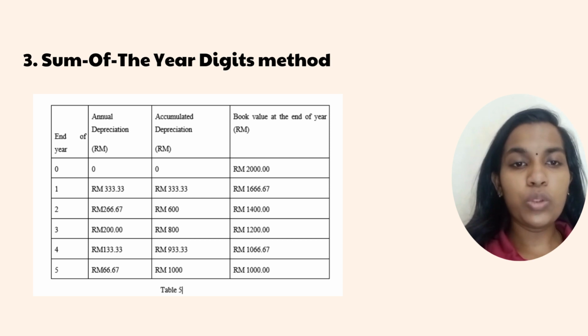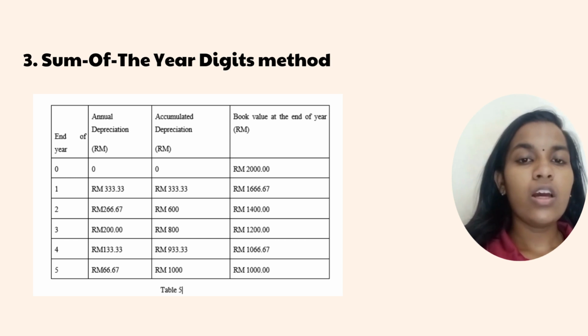The third year will be 200 for annual depreciation. Accumulated depreciation will be 800, and the book value at the end of the third year will be 1200 ringgit. The annual depreciation for the fourth year will be 133 ringgit 33 cent, and the accumulated depreciation will be 933 ringgit 33 cent, and the book value at the end of the fourth year will be 1066 ringgit 67 cent.